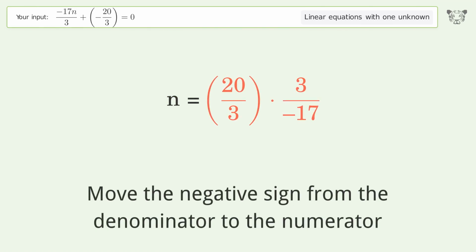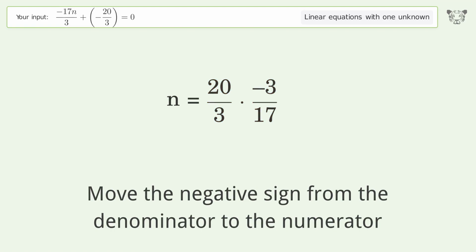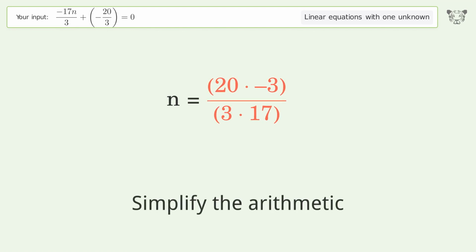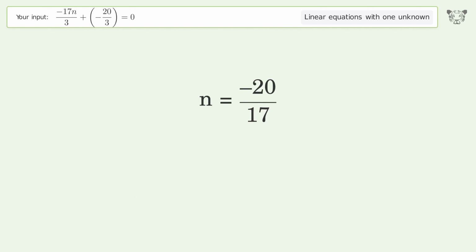Move the negative sign from the denominator to the numerator. Multiply the fractions. Simplify the arithmetic. And so the final result is n equals -20/17.